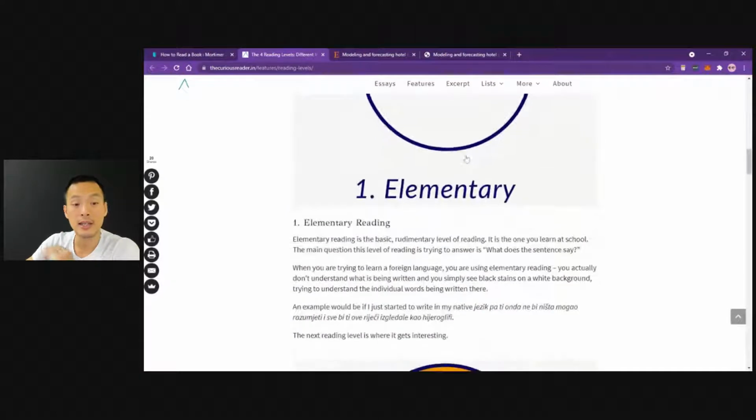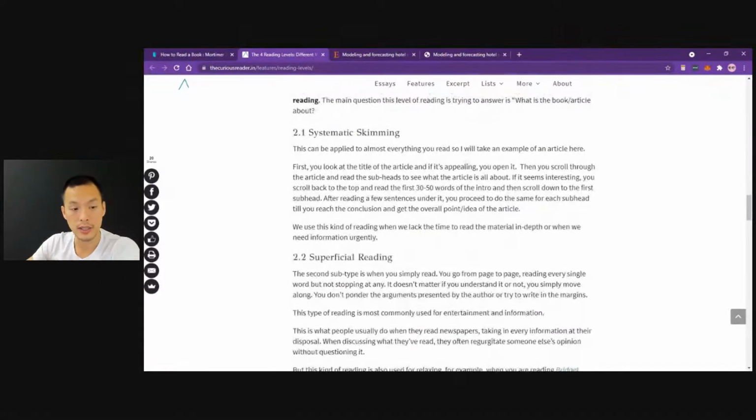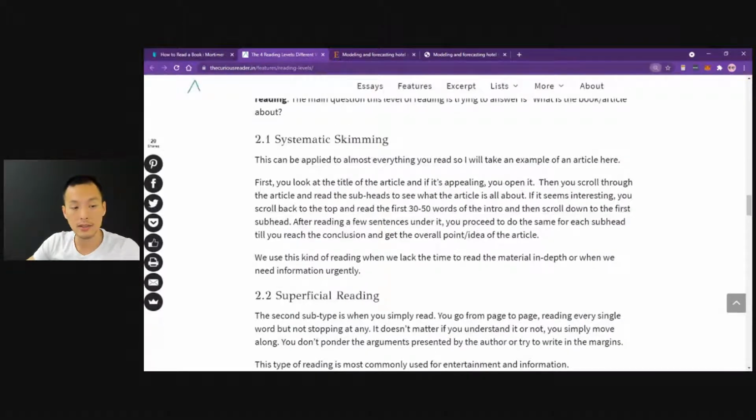There is another type of inspectional reading, which is called superficial reading, right? So what we were talking about is this thing, systematic skimming, right? The other type is superficial reading. This is what you do when you read a newspaper, right? You read a newspaper, you can go from the top to the bottom. When you read a novel, you can go top to bottom because you're not looking for information.